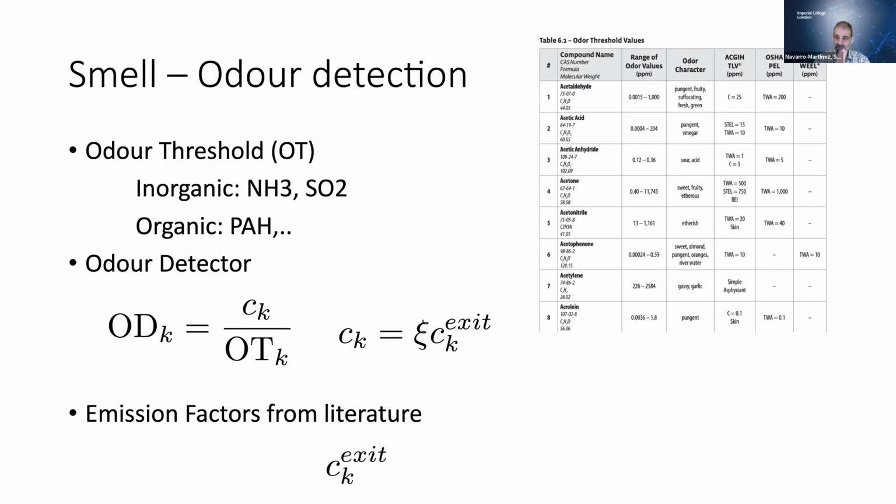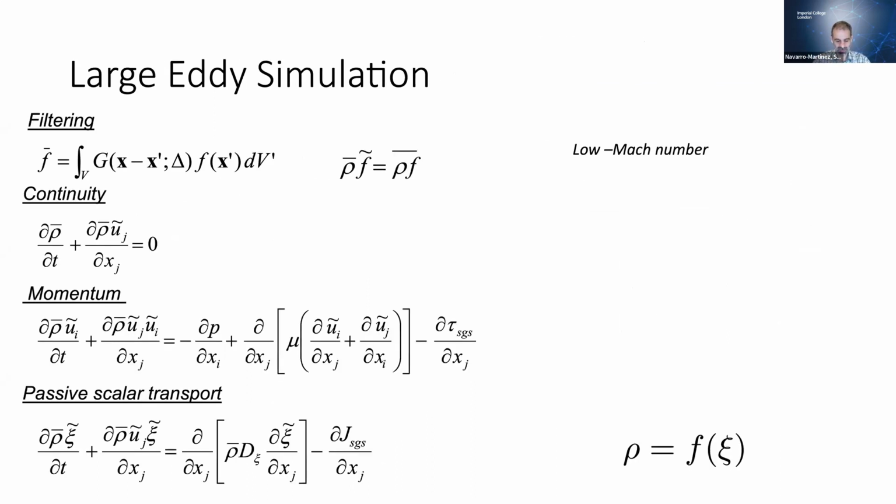Okay, so that's basically the smell. So we need to find out the odor detector. This odor detector, remember, greater than 1 means you could smell it, an average person under average conditions. So finally, the LES. This is all done in the LES context.